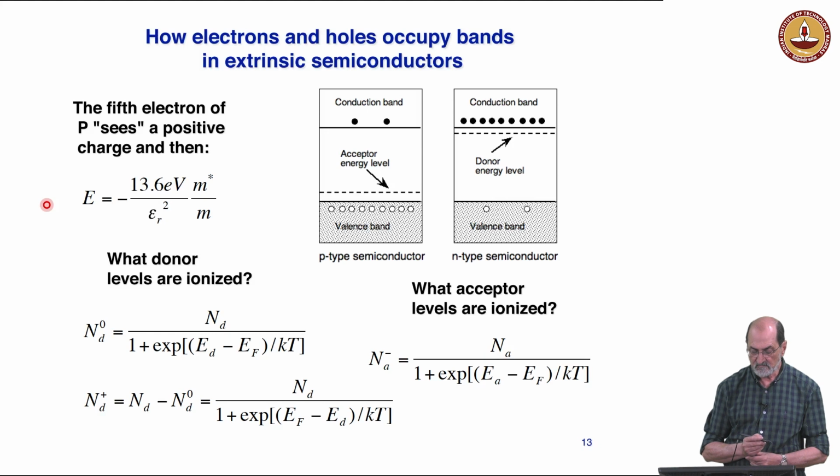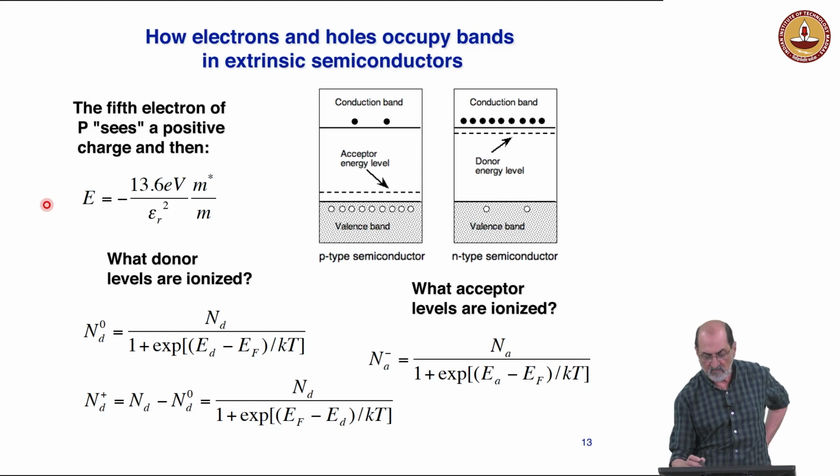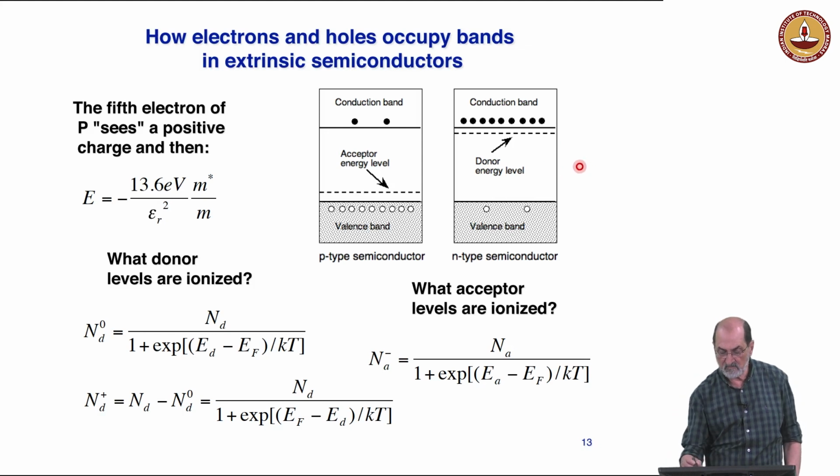Well, how can we calculate the density of donors which are occupied? Well, the level of these donors is very close to the conduction band. If the Fermi level were here, all this level would be empty, because the distance would be very large. So how many of those donors are occupied?